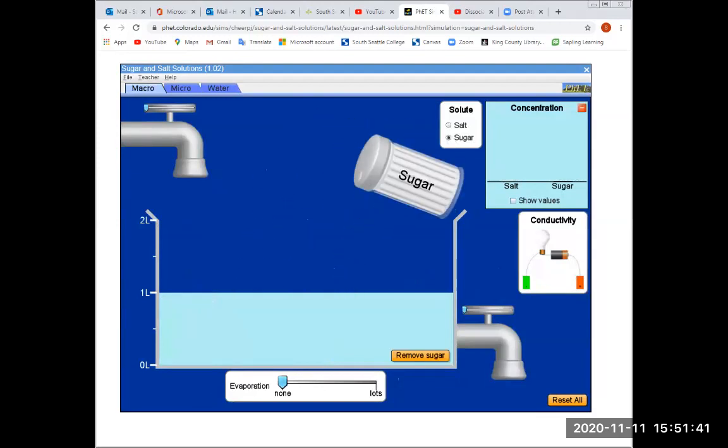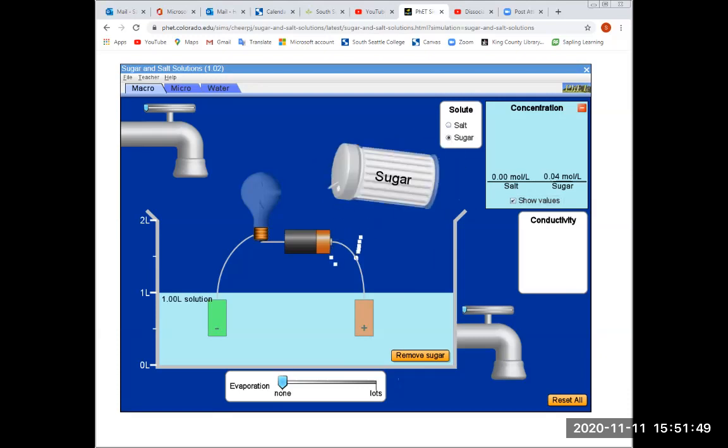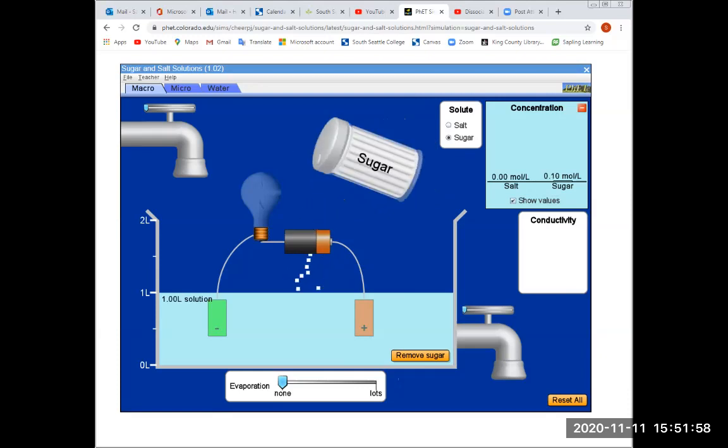So this time we'll pour some sugar in the water. And let's look at the conductivity of the solution. And here let's look at, do we have enough sugar? Even if we put more, you can see that the light bulb is not lit. It's because this is a non-electrolyte. Sugar is a non-electrolyte, so it will not conduct electricity.